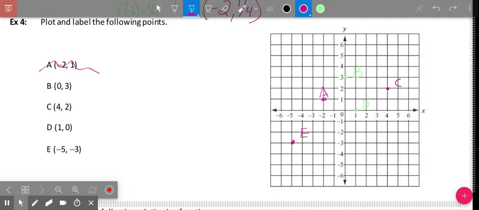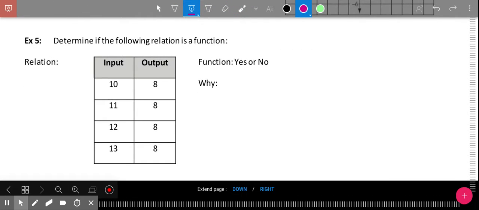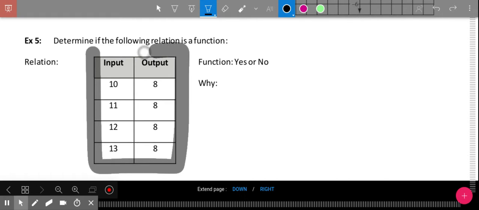All right, and then our very last one, last but not least, number 5 says determine if the following relation is a function and explain, yes or no. So I want you to go ahead and look at this relation that we have right here. We've got this input and output table, okay? And this relation tells us that 10 always goes to 8, 11 always goes to 8, 12 always goes to 8, and 13 always goes to 8. So I want you to pick yes or no, it's a function, and then we're going to talk about why. So go ahead and do that now for me.